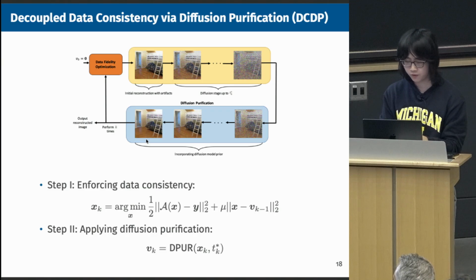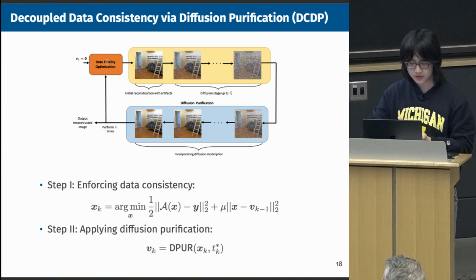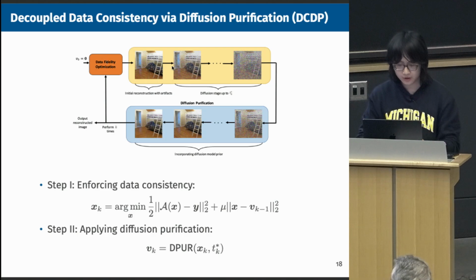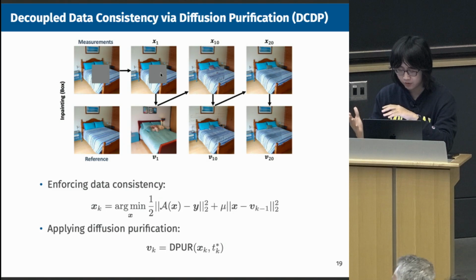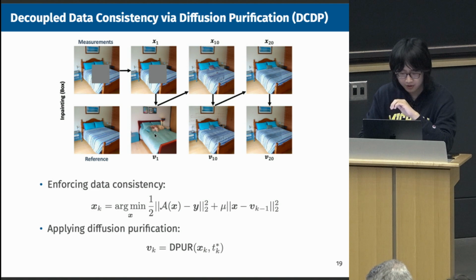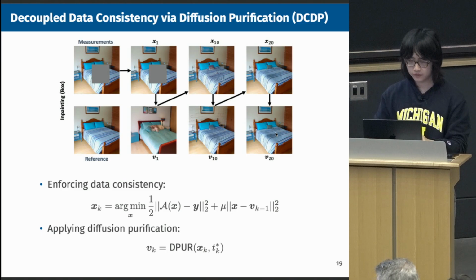So here's the overall framework. We first do the data consistency optimization, and we do this purification, this correction process, over and over again. Here's what the process looks like. This is an inpainting example. For the data consistency, there's nothing you can do in this masked region. But with the purification, the correction process, you get something reasonable, and you repeat. After repeating this, you get a good reconstruction in the end.